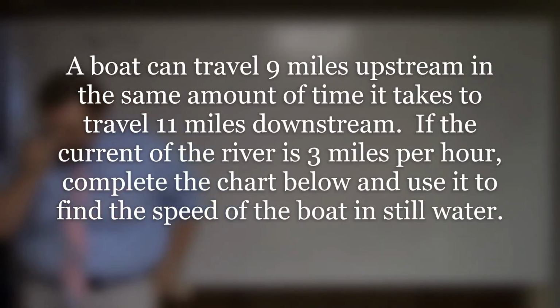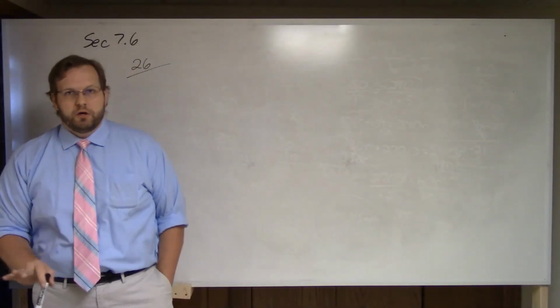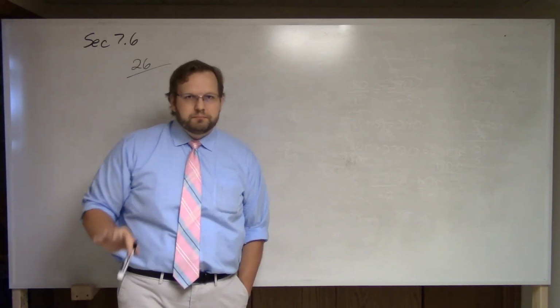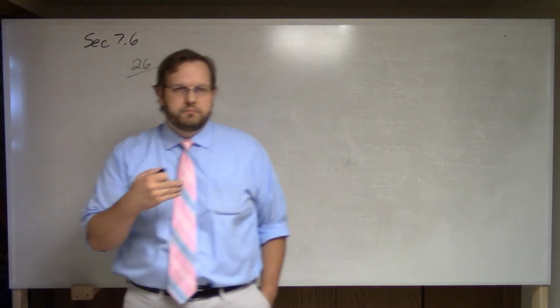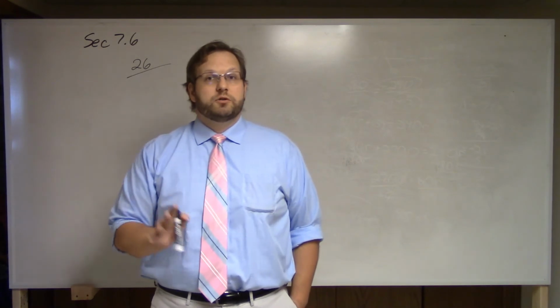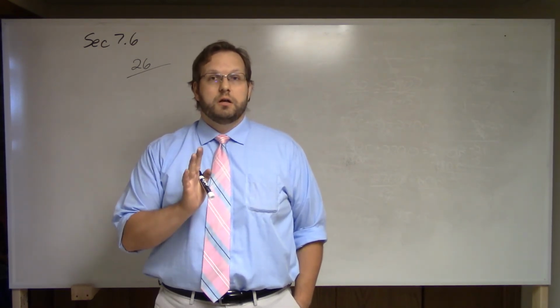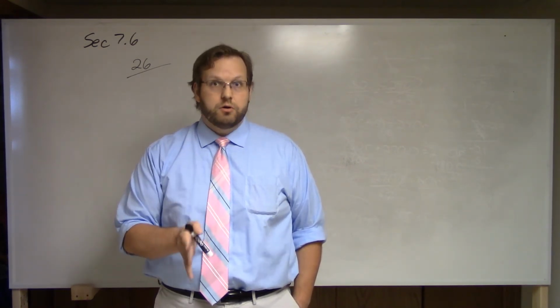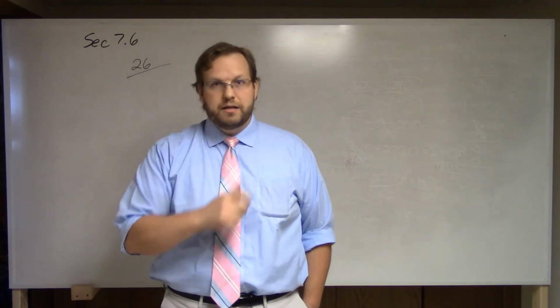Okay, 26 says, a boat can travel 9 miles upstream in the same amount of time it takes to travel 11 miles downstream. If the current of the river is 3 miles per hour, complete the chart below and use it to find the speed of the boat in still water. Now, the chart below gives you a partially completed chunk of information. I don't want you to rely on that. I want you to be able to make the chart on your own, start to finish. So let's see how that's going to look.